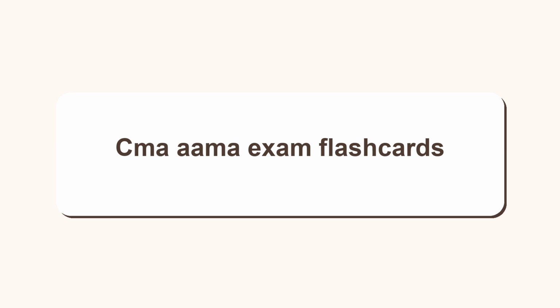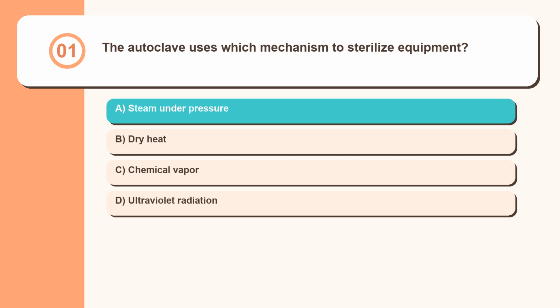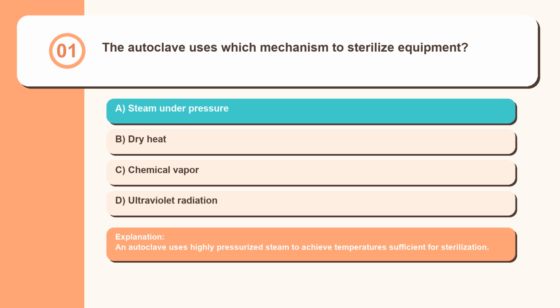CMA AAMA exam flashcards. Question 1. The autoclave uses which mechanism to sterilize equipment? Steam under pressure, dry heat, chemical vapor, ultraviolet radiation. An autoclave uses highly pressurized steam to achieve temperatures sufficient for sterilization.